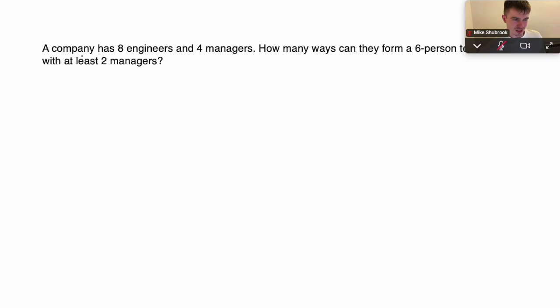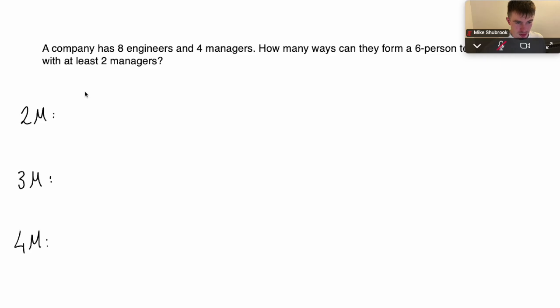So we have a company with 8 engineers and 4 managers. How many ways can they form a 6-person team with at least 2 managers? So there's 3 cases that we need to consider. One is where we have 2 managers in the team, one is where we have 3 managers in the team, and finally when we have 4 managers in the team.